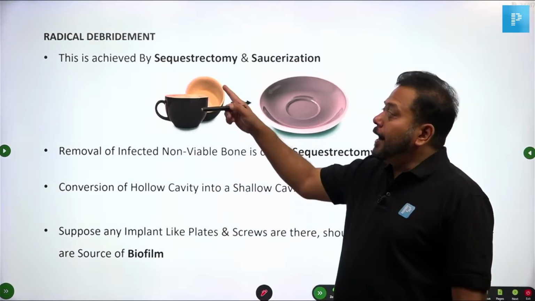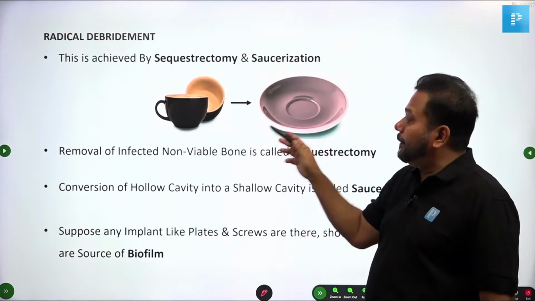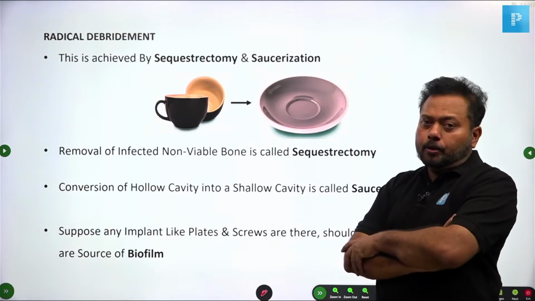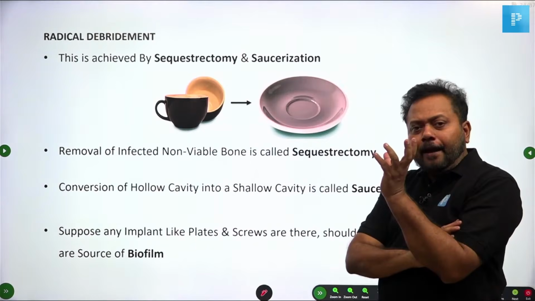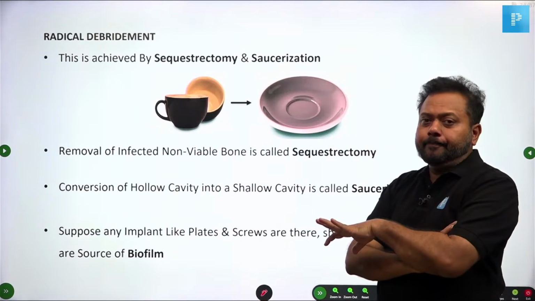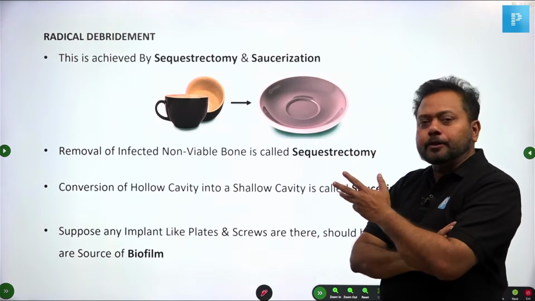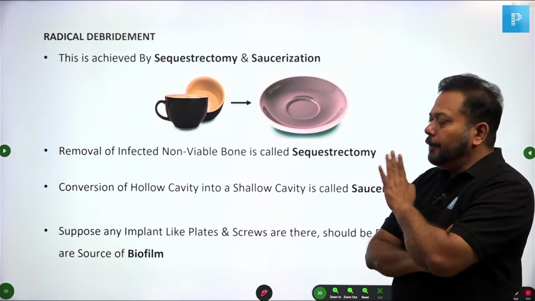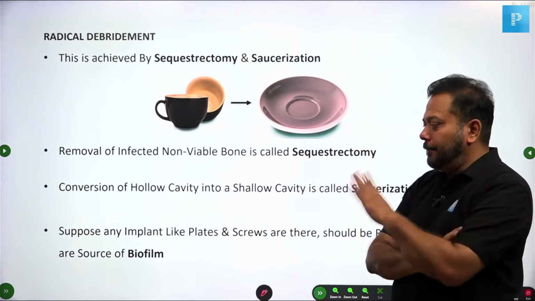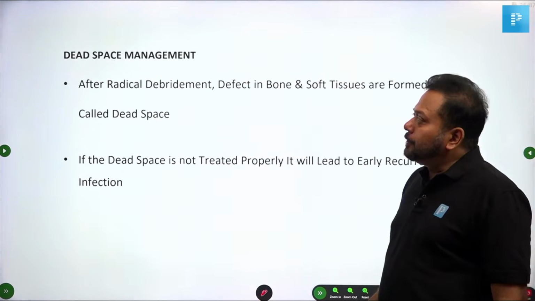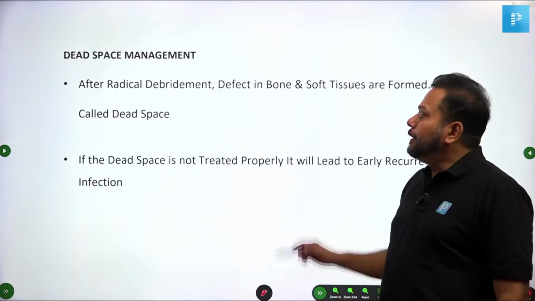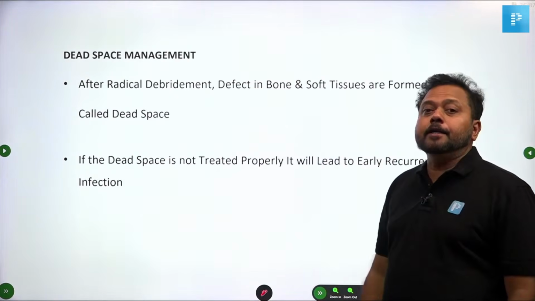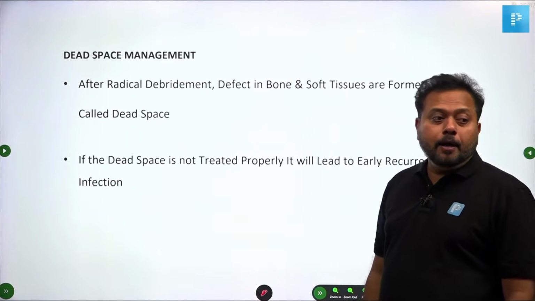You see here, radical debridement is achieved by sequestrectomy and saucerization. Sequestrectomy is removal of the dead bone. There is no doubt. Saucerization, a deep cavity is converted to a shallow cavity. Conversion of a hollow cavity into a shallow cavity is called saucerization. Removal of the infected non-viable bone is called sequestrectomy. Then after radical debridement, defect in the bone and soft tissues are formed. This is called dead space management.